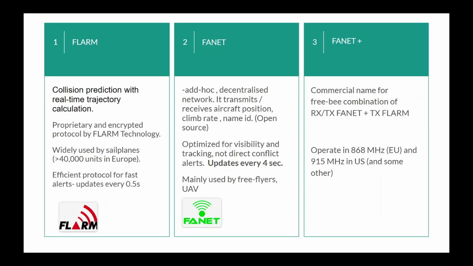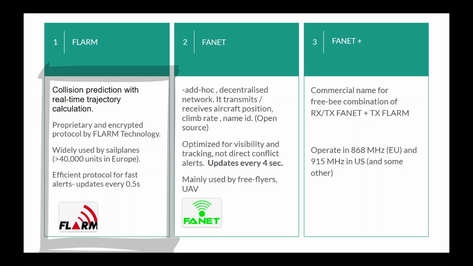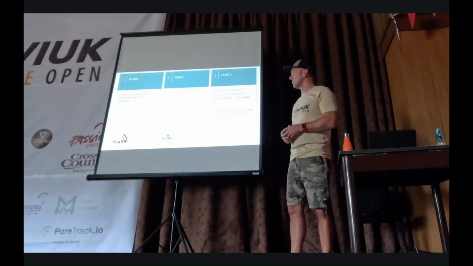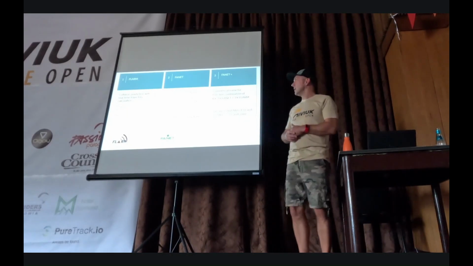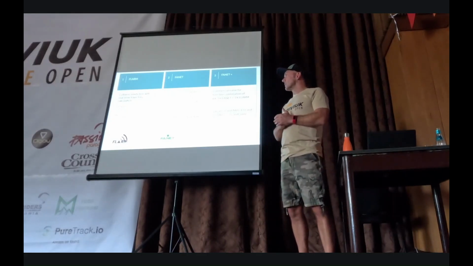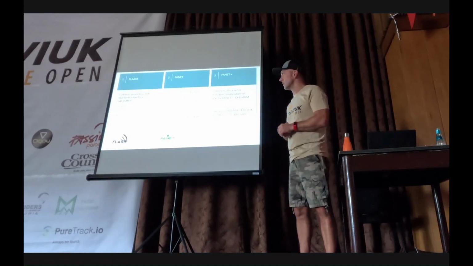So FLARM was designed predominantly for collision avoidance, and hence the name FLARM. It's constantly calculating the aircraft's position and also its trajectory, and predicts potential impact with another aircraft. It's a very complex protocol. It's also proprietary to FLARM as a company. It's mainly used by sailplanes, and it's not used by paragliders as far as I know.